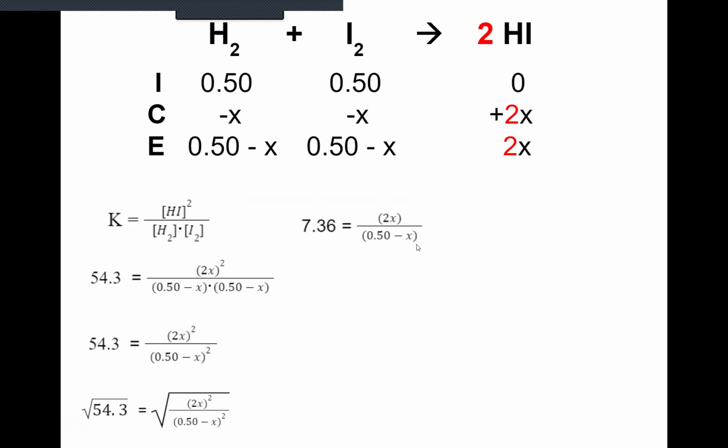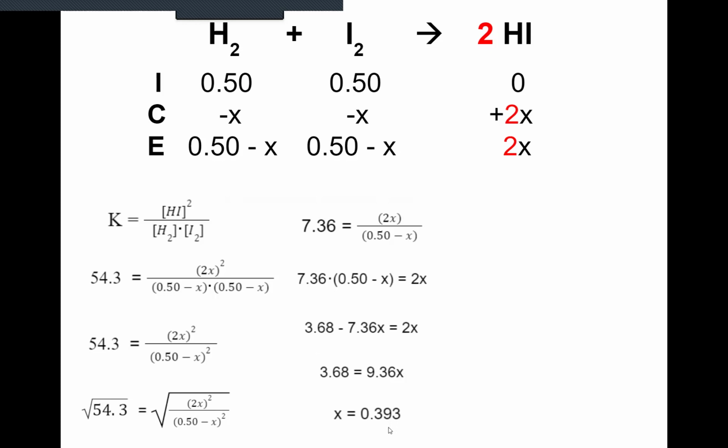7.36 equals 2X over 0.5 minus X. We'll multiply both sides by 0.5 minus X. Distribute the 7.36 through the parentheses. We get 3.68 minus 7.36X equals 2X. Add 7.36X to both sides. We get 3.68 equals 9.36X. Divide both sides by 9.36. And we get a numerical value for X of 0.393. Now, you might say, are we done yet? Not quite. We're almost there.